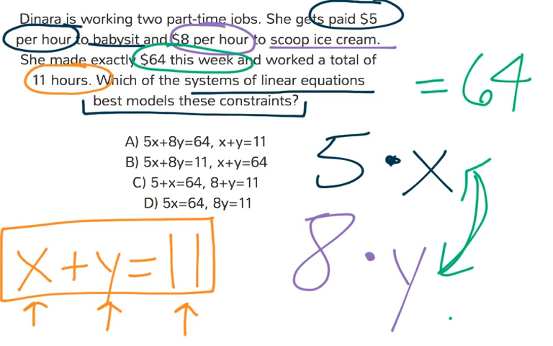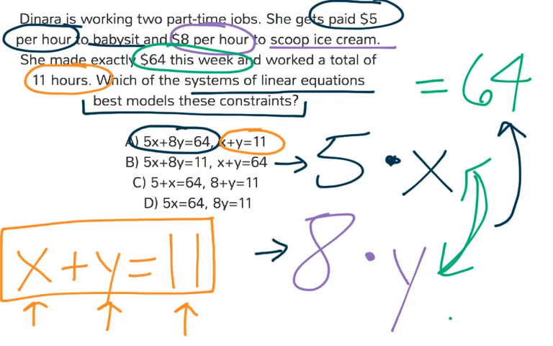Actually, two equations. So A says 5x plus 8y equals 64. Well, it has all the pieces we want. We have the 5x, we have the 8y, and we know that it equals 64. That's pretty good. And then x plus y equals 11. That's even better. That's the exact equation we have here. So A looks like the front runner so far. Let's go through the other options.